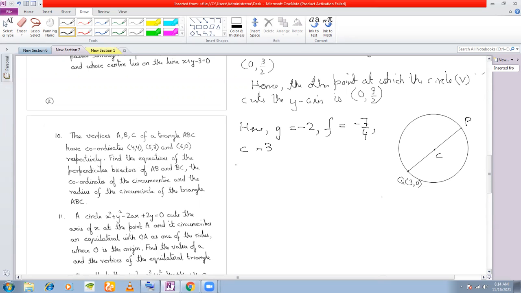So if C is the center of the circle, what are the coordinates of C? The coordinates of the center is minus G, minus F. This is the coordinates of the center of the circle, which is 2, 7 by 4.